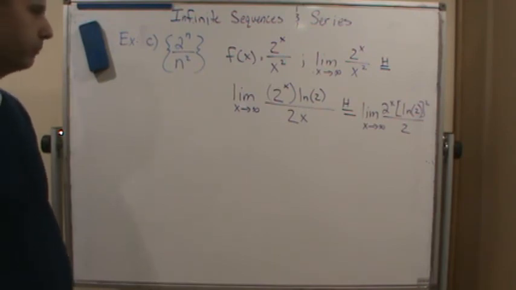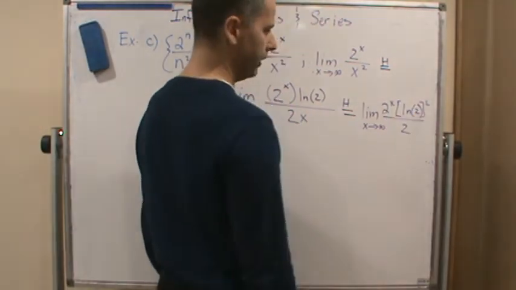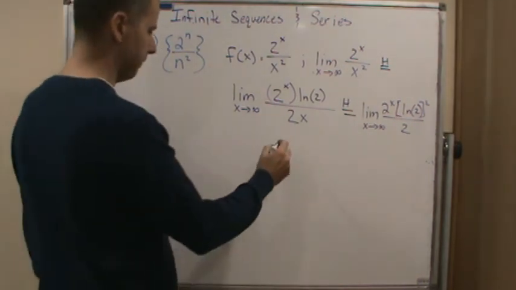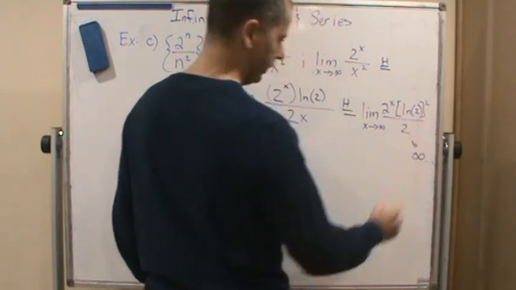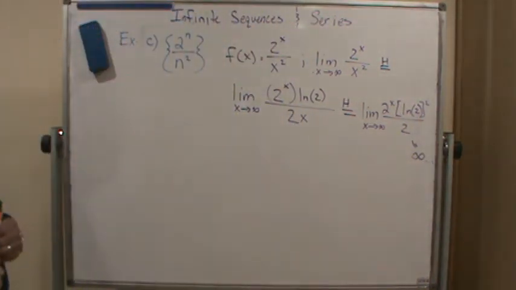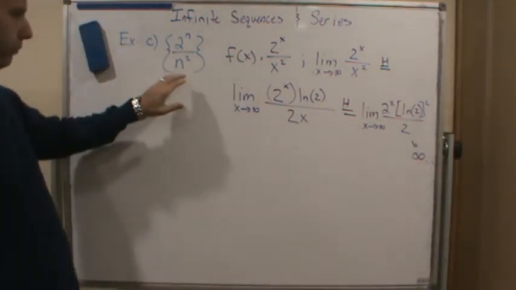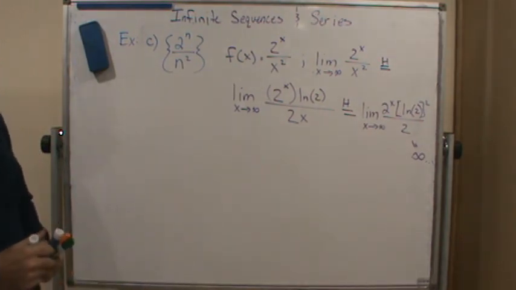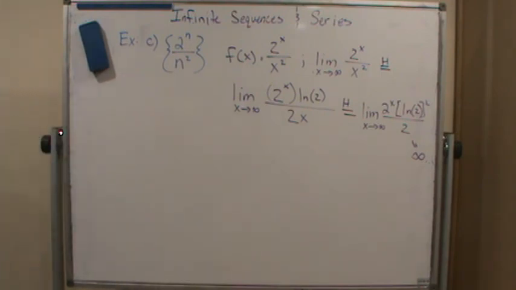Okay, so now, what do we got? Well, the top is going off to infinity again, and the bottom is a constant. So guess what? This equals infinity, and so this diverges. And so now, since this diverges, the sequence diverges. Okay? And that's it.